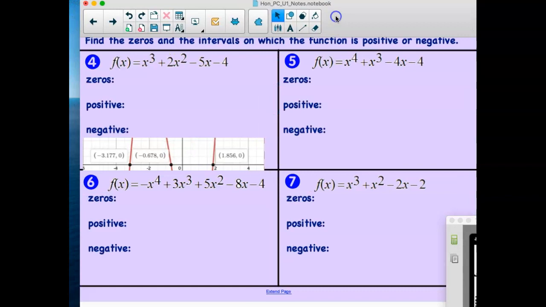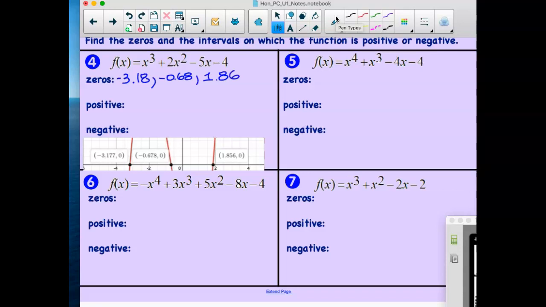So now the zeros are going to be at negative 3.18. And since there's so many of these, we're not going to round to a lot of decimals. So negative 3.18, then we'll say negative 0.68, and then we'll say 1.86.